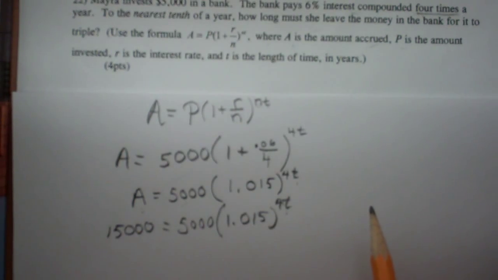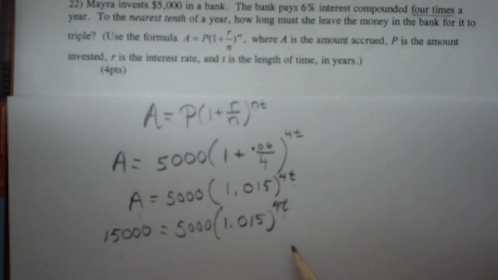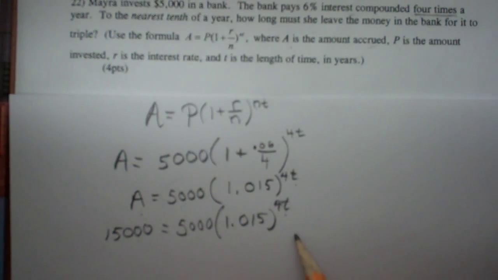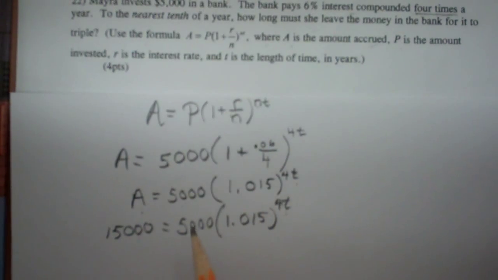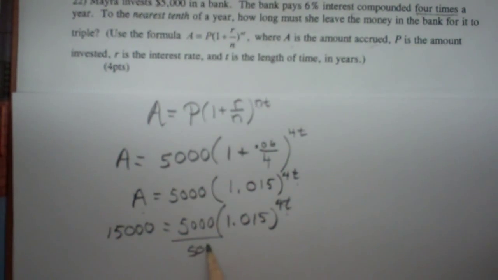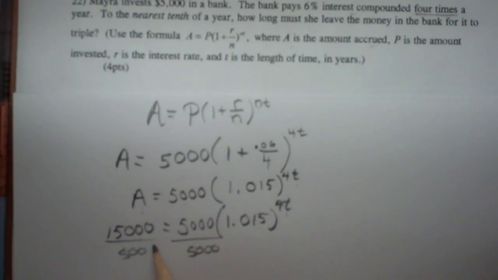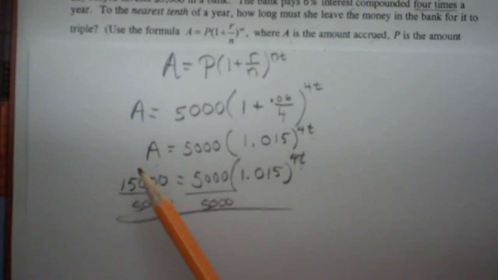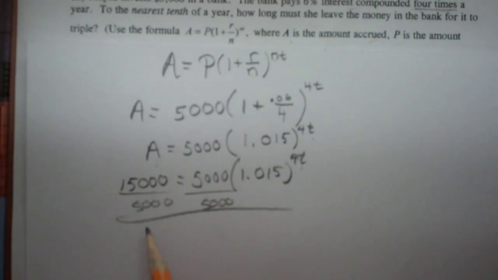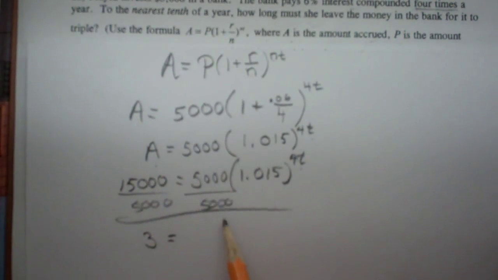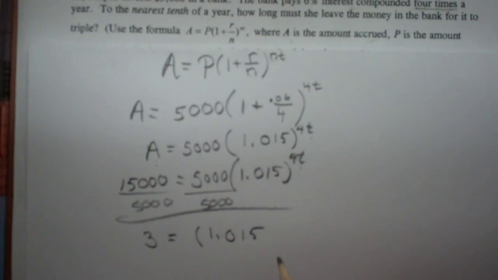If you're trying to solve a variable that's in the exponent, think about using a logarithm. Well, before we can use the logarithm, we need to isolate this exponential part, right? As we have done many times on many other equations, you isolate that part you want to work on first, okay? So to isolate this, we're going to divide both sides by 5,000. Good. Well, 15,000 divided by 5,000 is 3, is equal to, those 5,000s cancel out, is equal to 1.015 raised to the 4t.